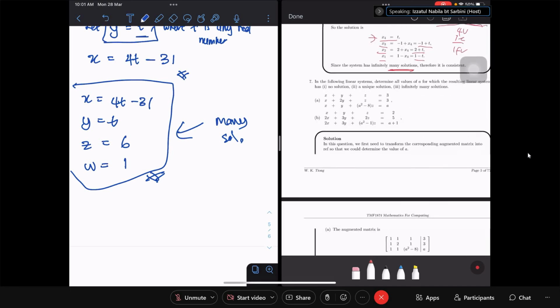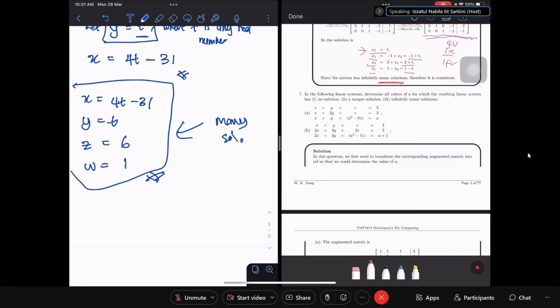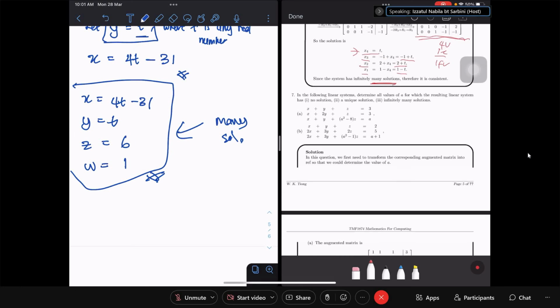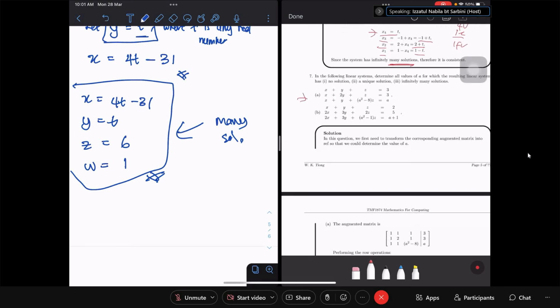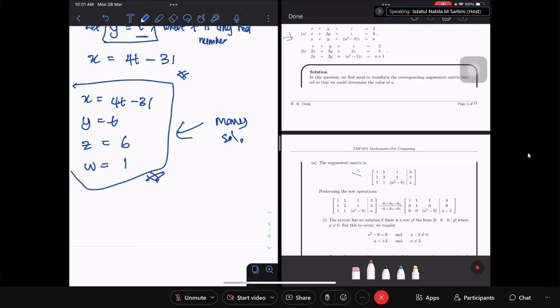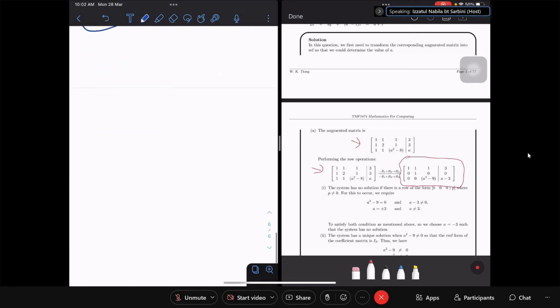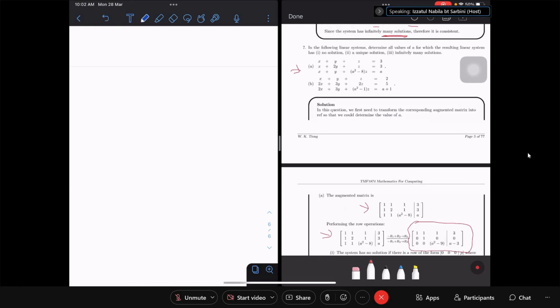Okay. Question 7. In the following linear system, determine all values of A for which the resulting linear system has 1, no solution, 2, a unique solution, 3, infinitely many solutions. So for question A, you have this linear system. What you do is change it into an augmented matrix first, and then you reduce because you want to see the last equation, the last matrix. So you reduce, and you have this matrix. Okay, now you need to know, because you want to have no solution, no solution.